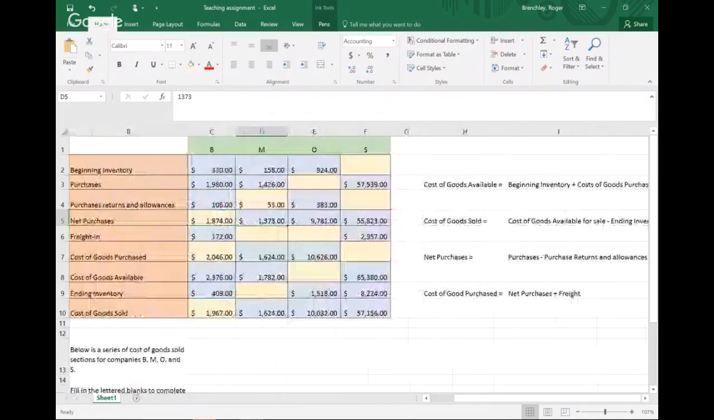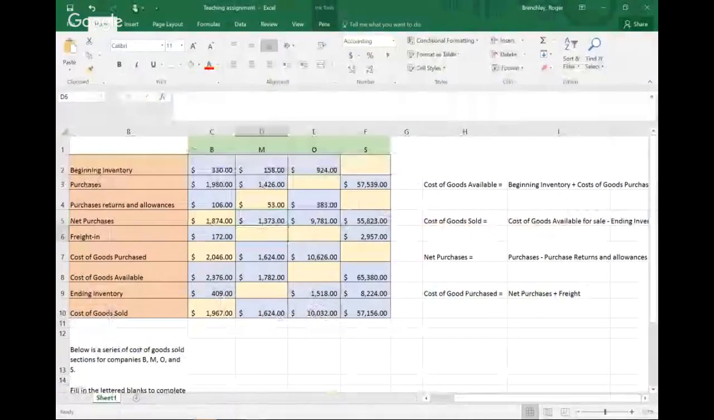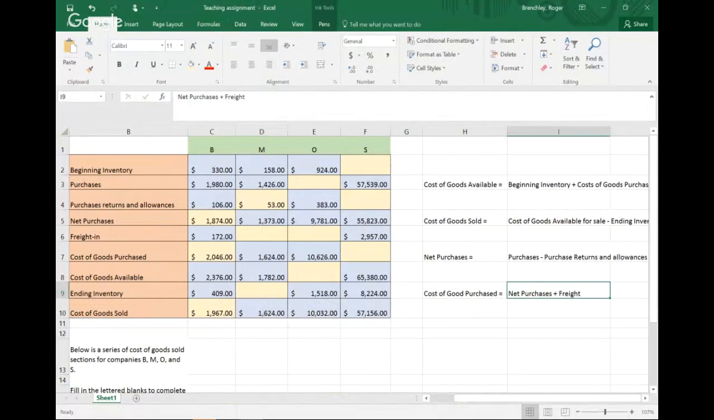Let's see here. Did I do that backwards? No, that's right. Okay, and once again, we need to figure out our freight. There's no direct formula for freight, but our cost of goods purchased equals our net purchases plus our freight. So if we take our cost of goods purchased and minus our net purchases, that's how you get there, doing the formula on both sides and moving it over.